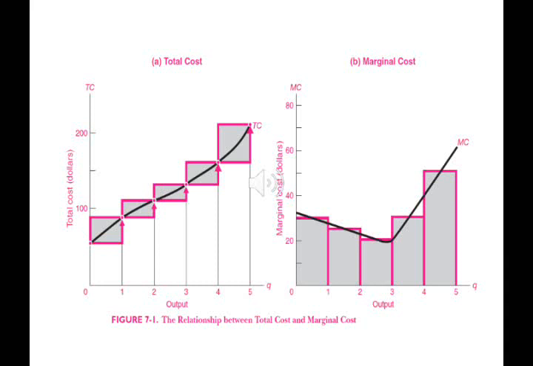So the marginal cost curve will be first a decreasing curve, and then it will be an increasing curve. The decreasing curve will be reflecting the concavity of the total cost curve in that range of output. And the increasing curve of the marginal cost will be reflecting the convexity of the total cost curve in this range of output.